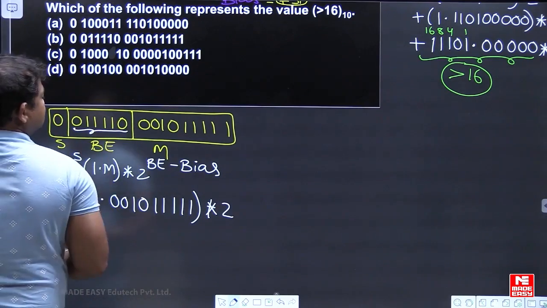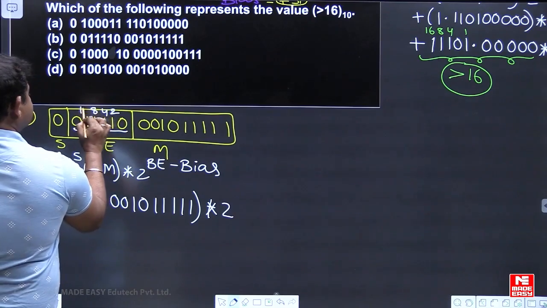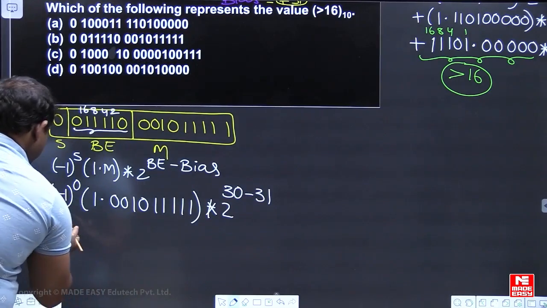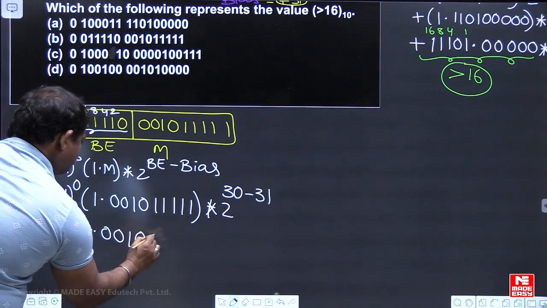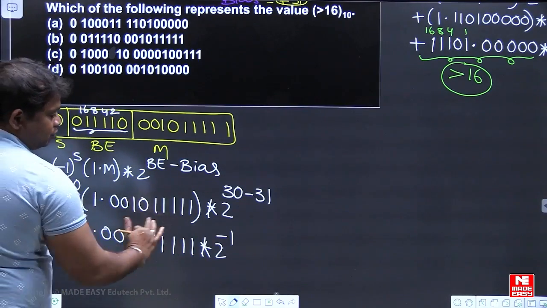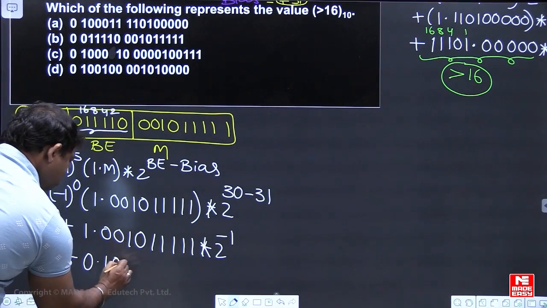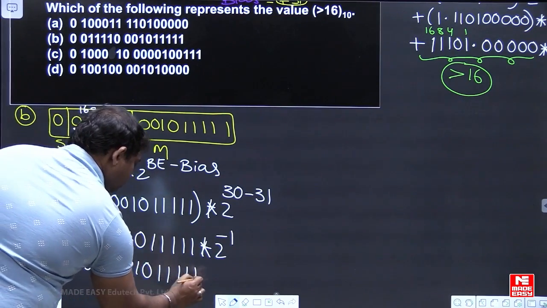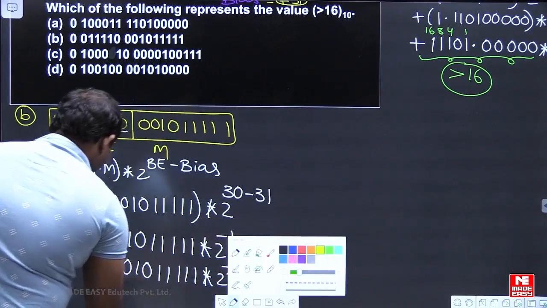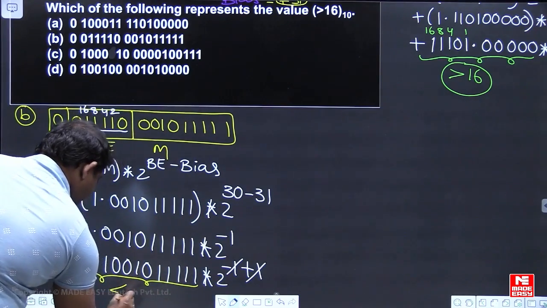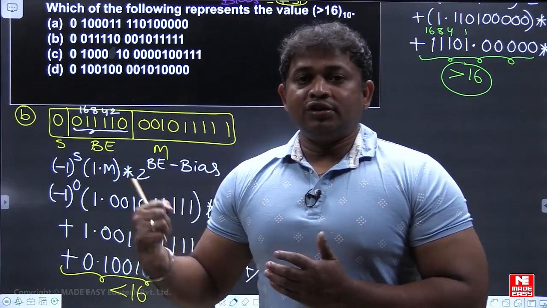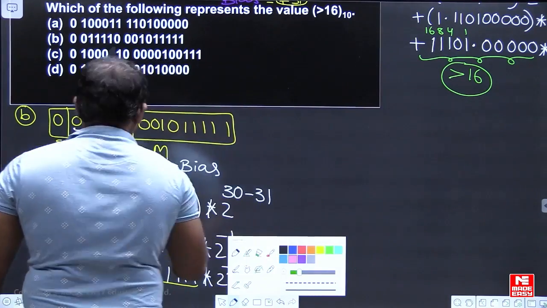BE value, this one: 1, 2, 4, 8, 16. So that is equal to 30. Bias is 31, so this is plus 1.00101111 into 2 power minus 1. We need to make this exponent 0, so shift the data to the right direction one time. So plus 0.10101111 into 2 power minus 1 plus 1. This cancels. If you see, this value is compulsorily less than 16. The question is expecting the greater than 16 equivalent code, so this code is less than 16. So this is not matching.